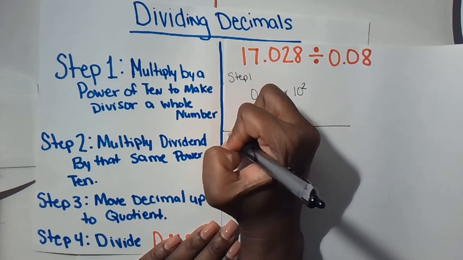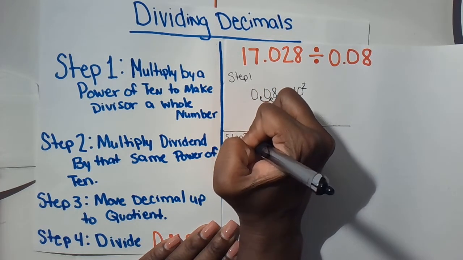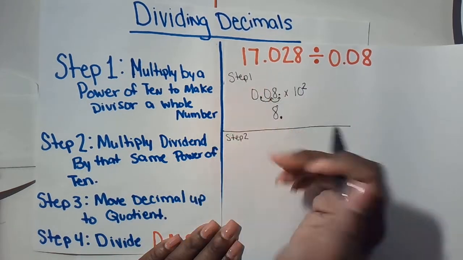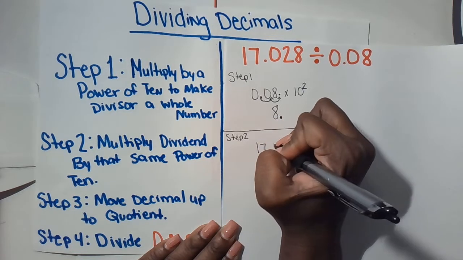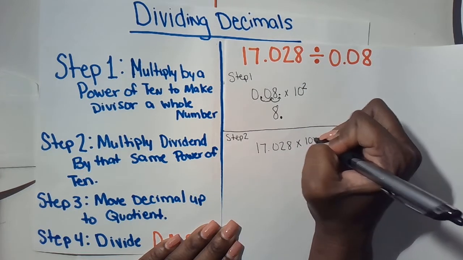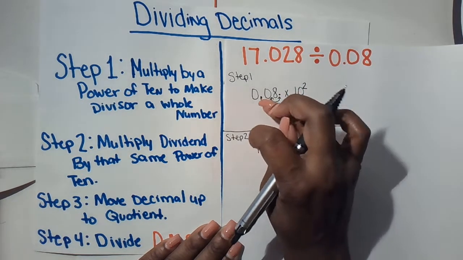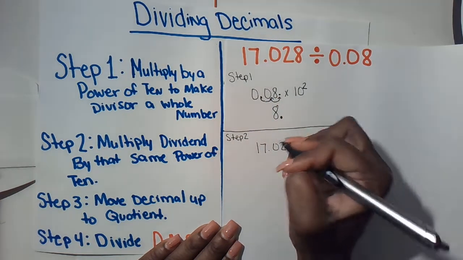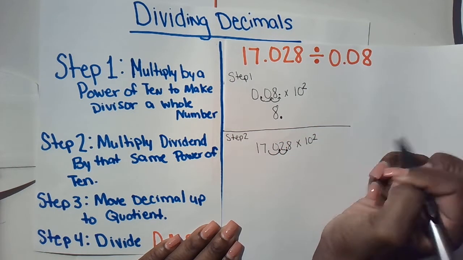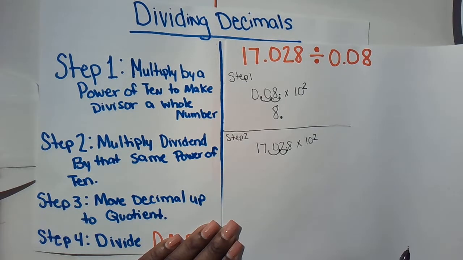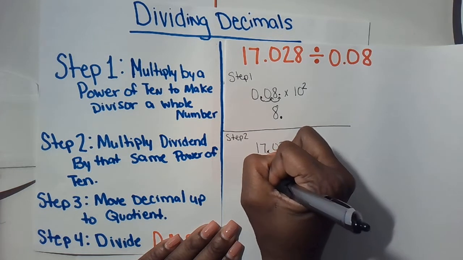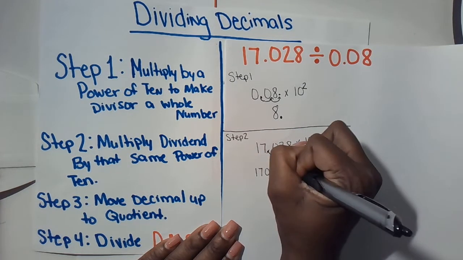Alright, step 2. It says multiply the dividend by the same power of 10. Remember that this is our dividend, so we're taking 17 and 28 thousandths, and we're going to multiply it by 10 to the power of 2. Which means, again, we need to move our decimal point 2 places to the right. Now remember, in this step, we're not trying to make a whole number. We just need to move our decimal the same amount of times as we did in step 1. So if I have my new decimal point here, this number is now 1,702 and 8/10.